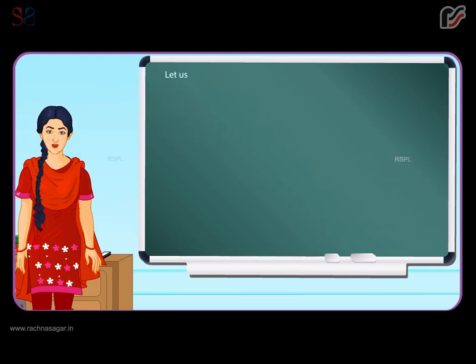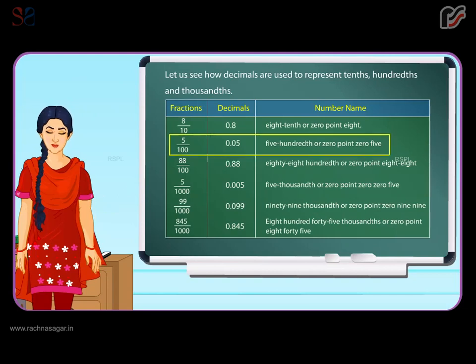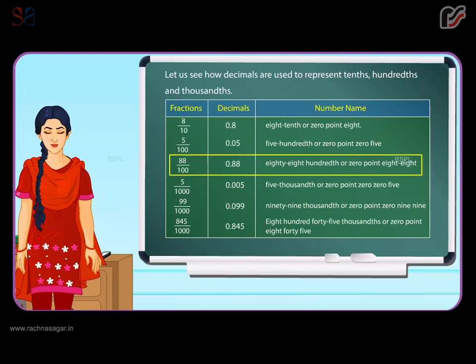Let us see how decimals are used to represent tenths, hundredths, and thousandths. 8 by 10 is written as 0.8 and the number name is 8 tenths or 0.8. 5 by 100 is written as 0.05 and the number name is 5 hundredths or 0.05. 88 by 100 is written as 0.88 and the number name for it is 88 hundredths or 0.88.